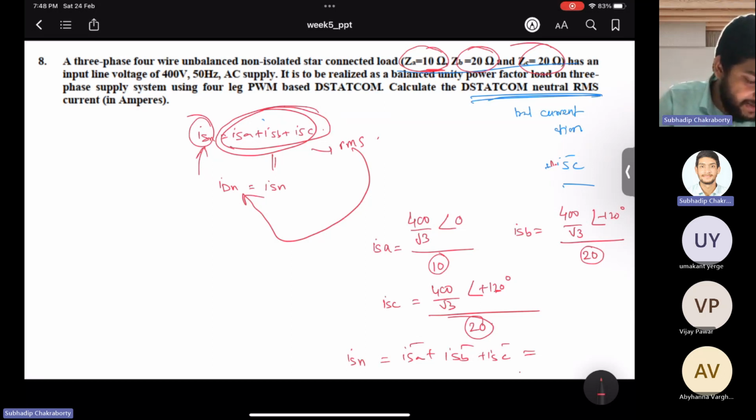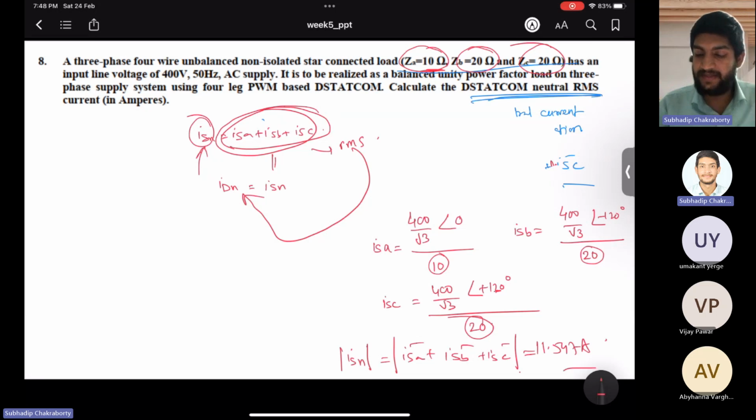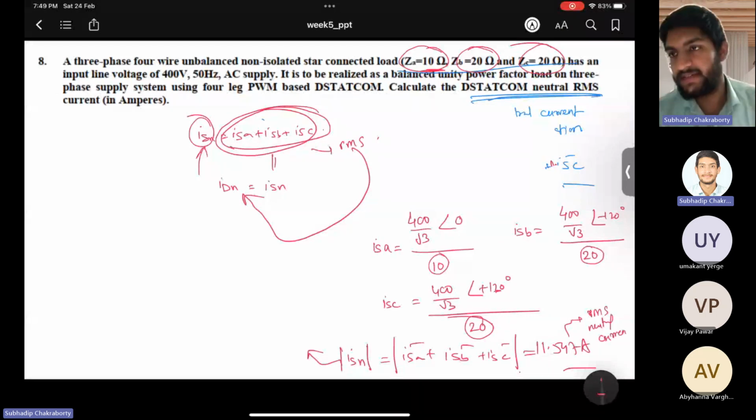You can calculate by, I can give the value because I have it with me. So I take the mod, and it is coming 11.547. If you calculate, you will get the same. So the RMS value of neutral current you can write. This is the RMS value, right? RMS neutral current of DSTATCOM, because now the line does not have a neutral current because it is compensated by the DSTATCOM. However, DSTATCOM carries this amount of neutral current. So rating you can calculate from there.